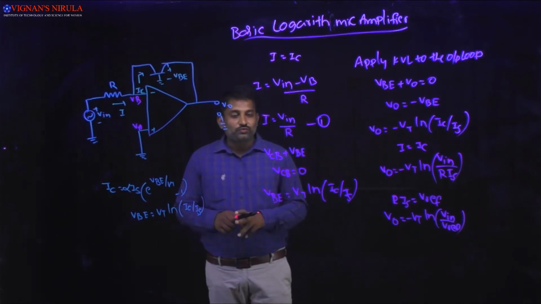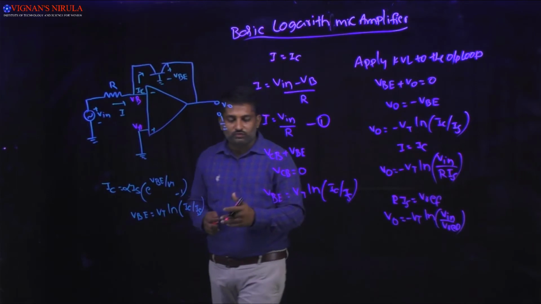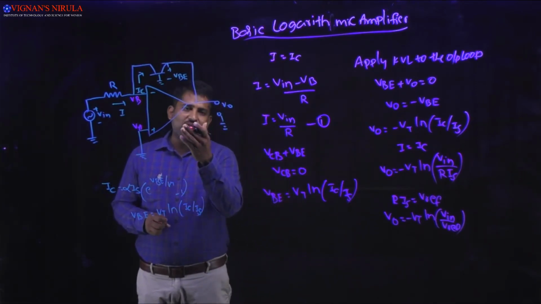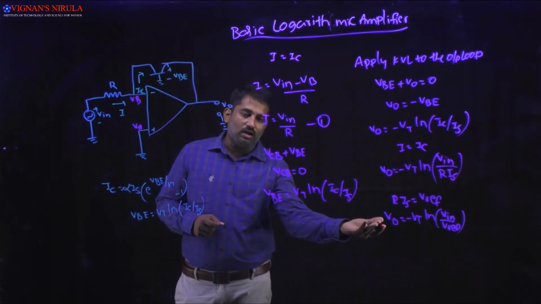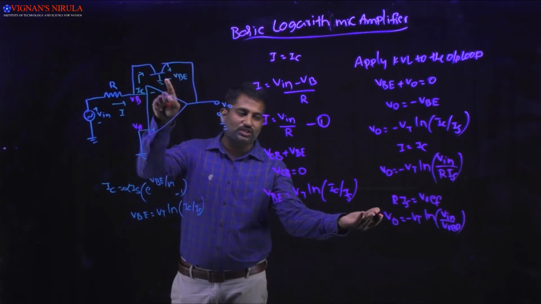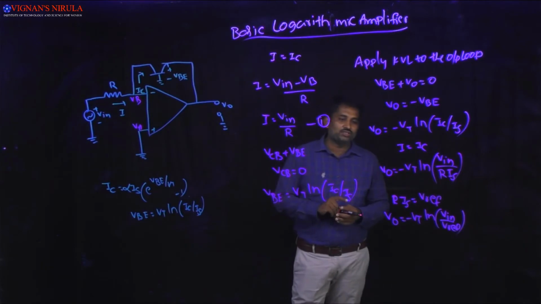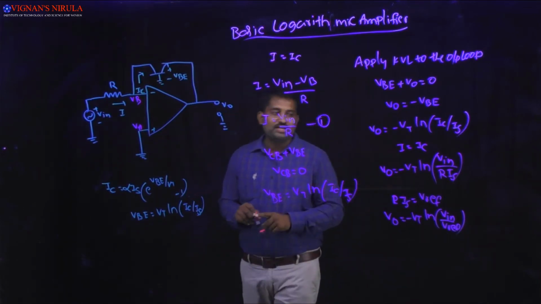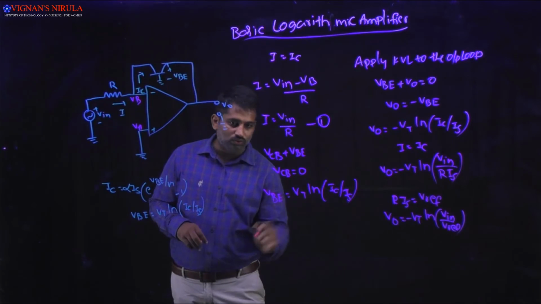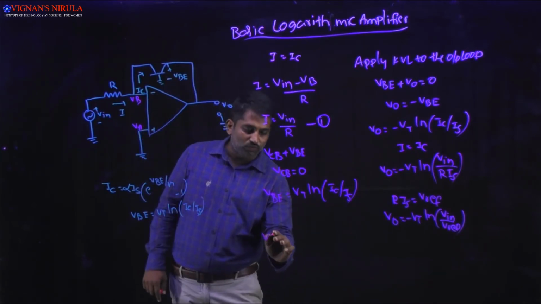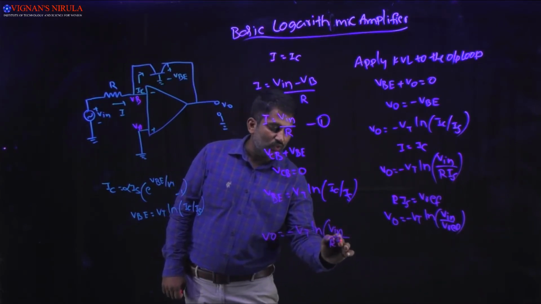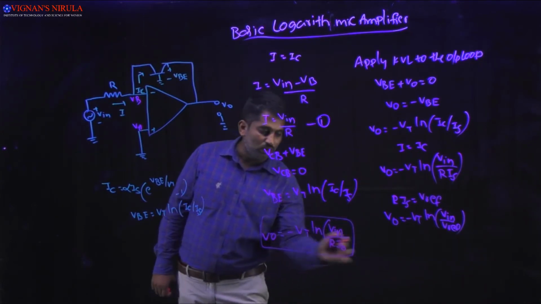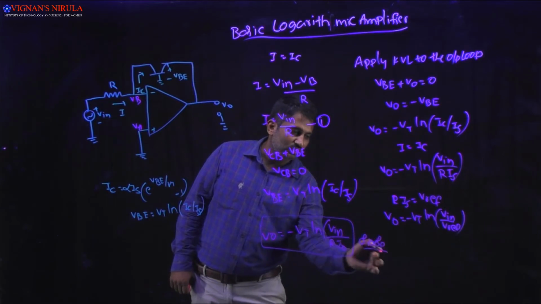So first, if you observe the equations, the basic logarithmic amplifier uses a diode in the feedback path, and the other basic logarithmic amplifier uses a transistor in the feedback path. The output voltage V0 is equal to minus VT into ln of Vin divided by V reference. If the diode is in the feedback path, then the output voltage V0 is equal to minus VT into ln of Vin divided by R into I0, if you are using a diode as a feedback element.